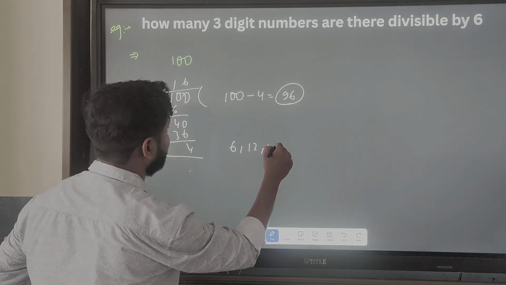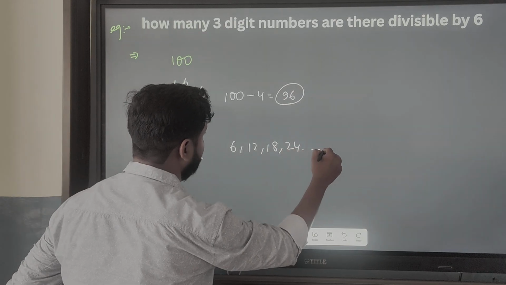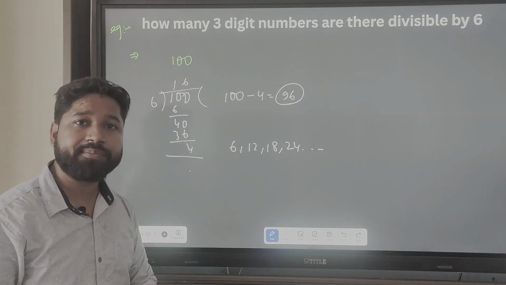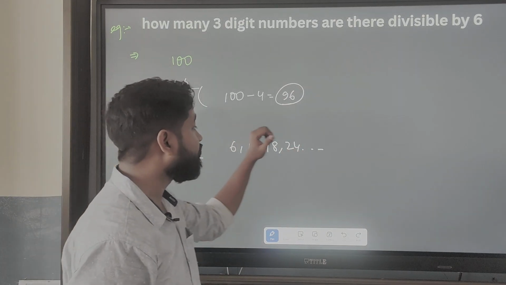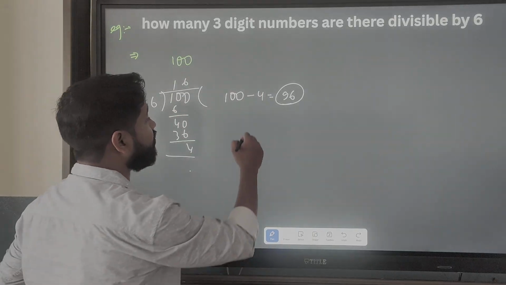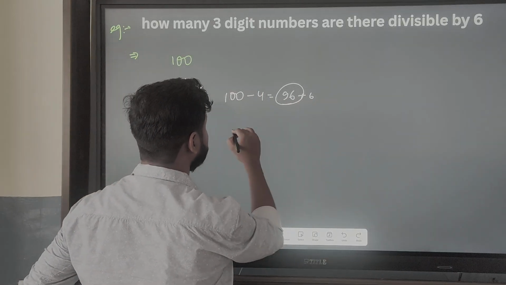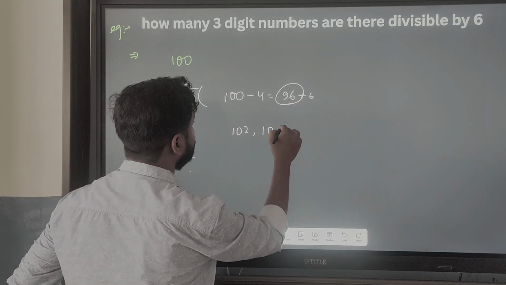6, 12, 18. Can I say the table of 6 is an AP? Right? So in the same manner, what will be the next number after 96? 96 plus 6, that is 102, 108.